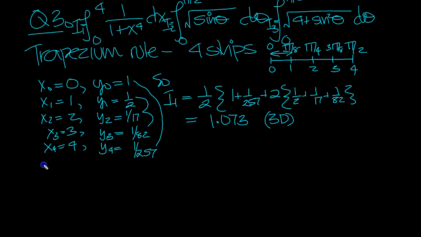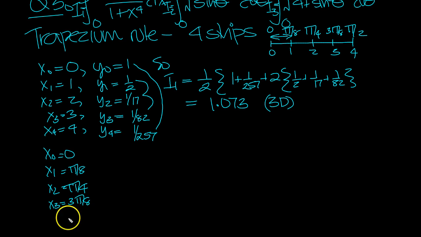So we've got our x0 is 0. x1 is equal to pi over 8. x2, pi over 4. 2 pi over 8 that is. x3 is 3 pi over 8. And x4 is equal to pi over 2. We need our y ordinates.